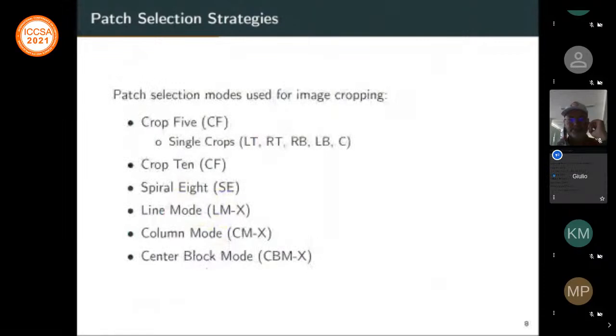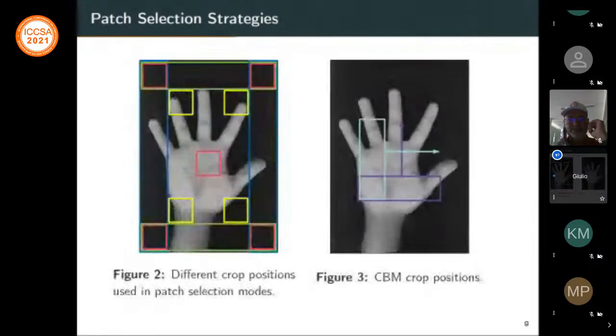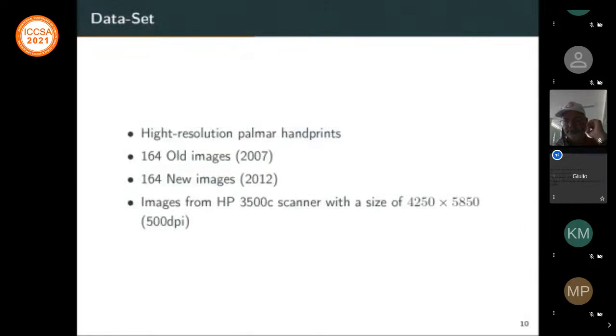And then finally, we have the center block mode. Here it's the same as with line mode and column mode, but only at the center of the image where the information of the head is shown. Yeah, then to the experiments.